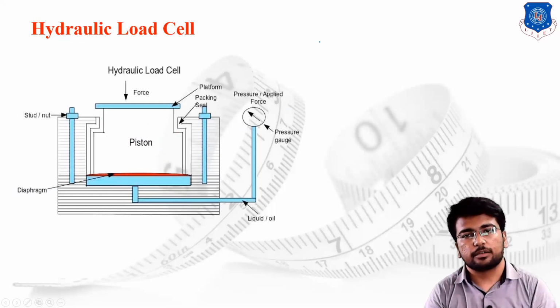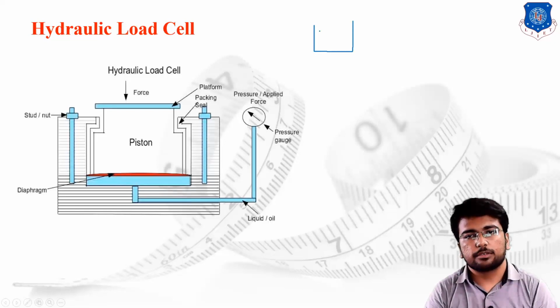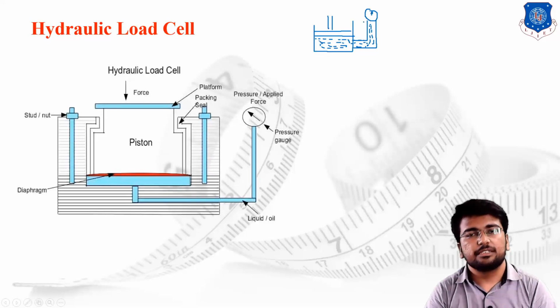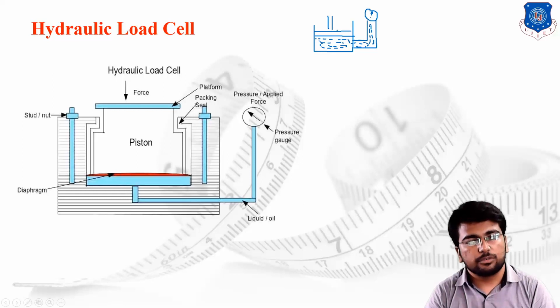Now how will it work? From the second figure you can check how the hydraulic load cell will work. Suppose this is the basic concept. Over here the oil has been filled. The oil is also filled in the hose piping to the pressure gauge, and then the pressure gauge is given. This is the very brief idea about how the hydraulic load cell will work.